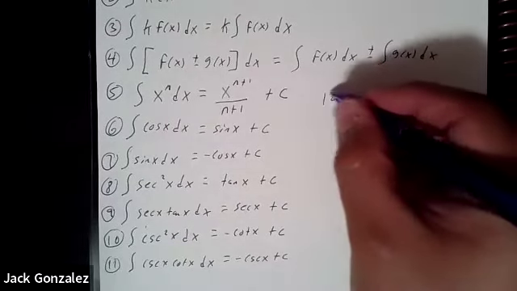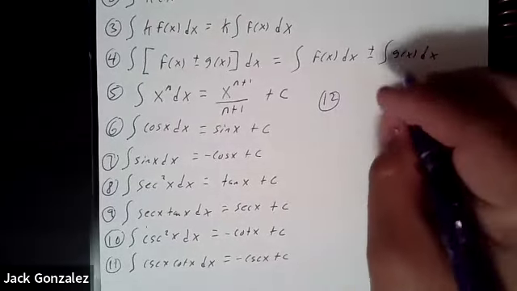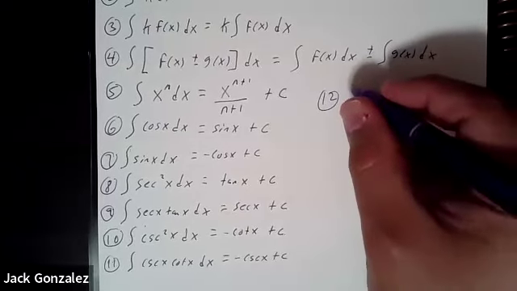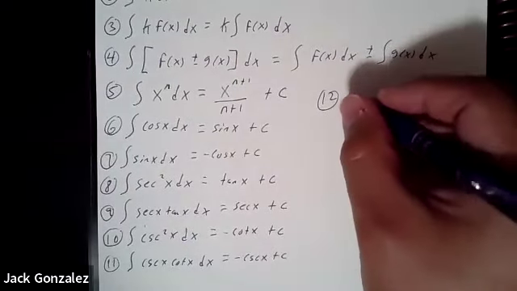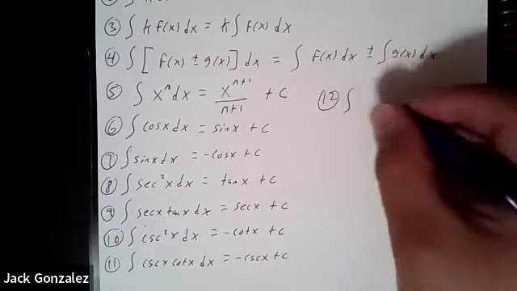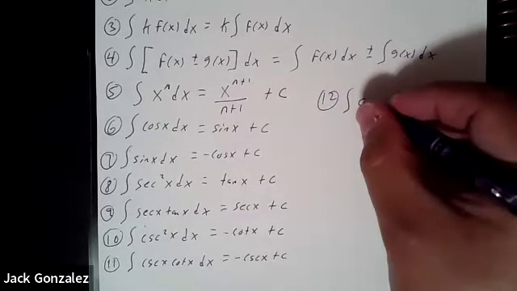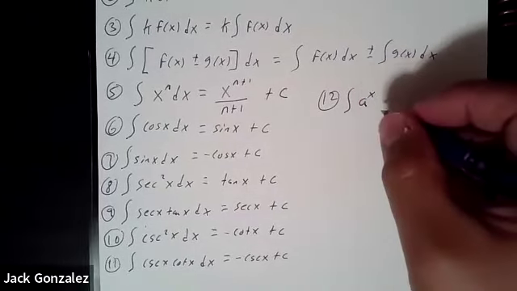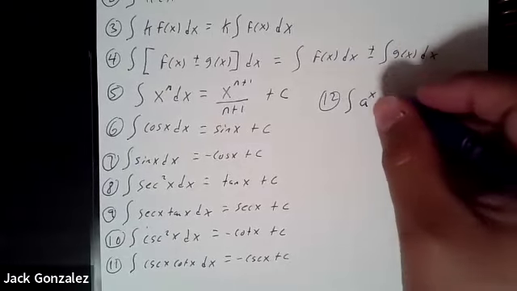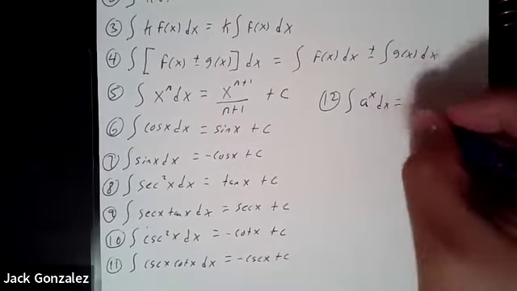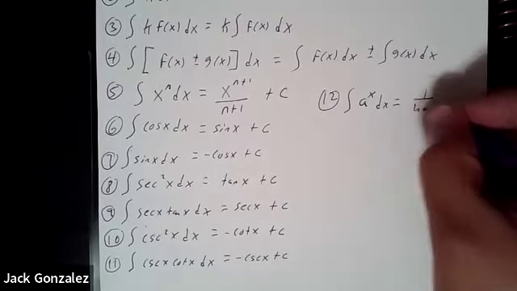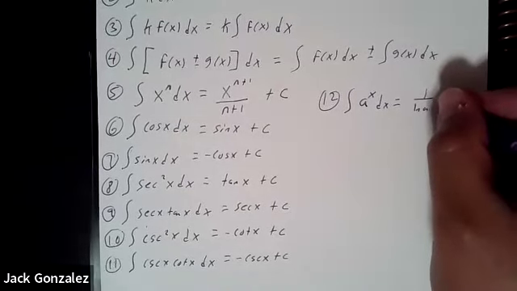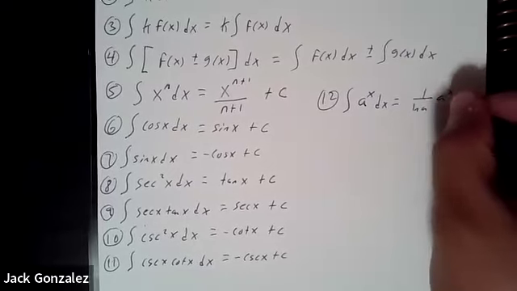I'll put 12 up here. Running out of space. Antiderivative of an exponential, a to the x, dx is equal to 1 over ln a times a to the x plus c.